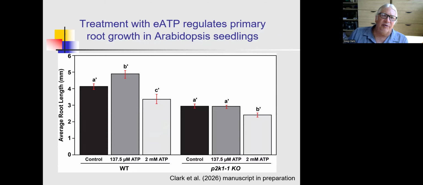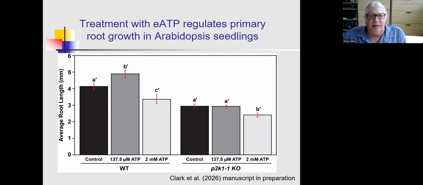In this experiment, we tested the effects of extracellular ATP on the growth of primary roots in Arabidopsis seedlings. And what you notice is that we used ATP instead of ATP gamma S. But again, we see this biphasic response in which a low concentration, in this case 137.5 micromolar ATP, promoted primary root growth, and a high concentration of ATP inhibited root growth.